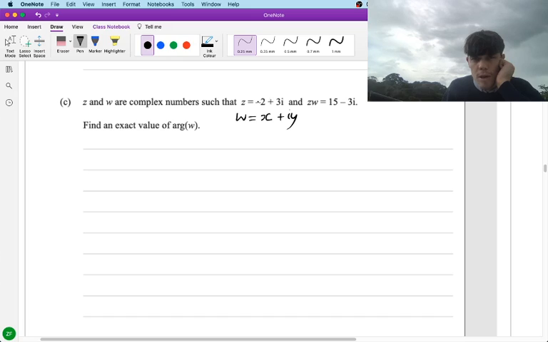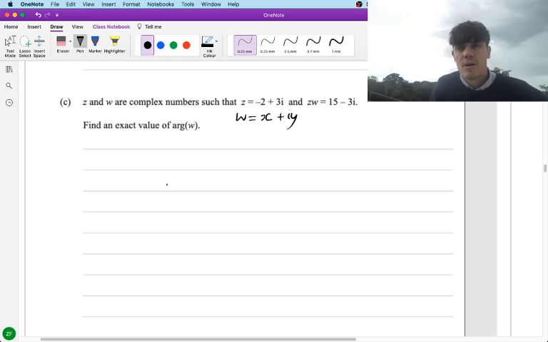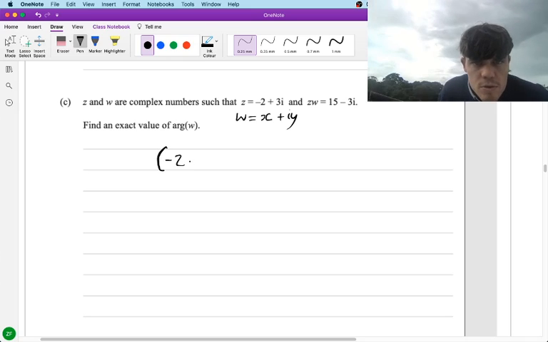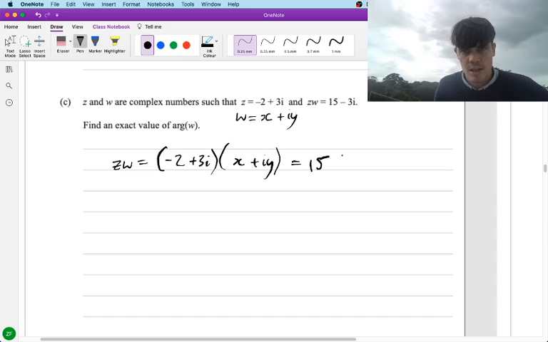And we know that if we multiply Z with W, that will get us this. So we can do a little bit, we'll see how it goes. What do you think, is there a better way to do that? I'll settle with this. Okay, so Z first, negative 2 plus 3i, and then W, maybe I should write this here, x plus iy, and we know that that's equal to 15 minus 3i.